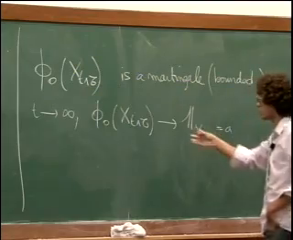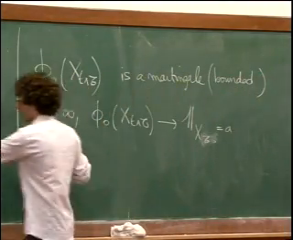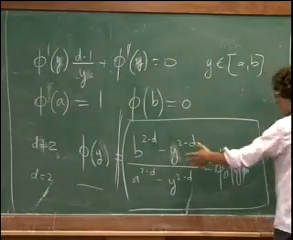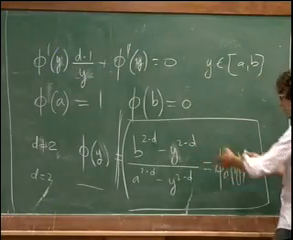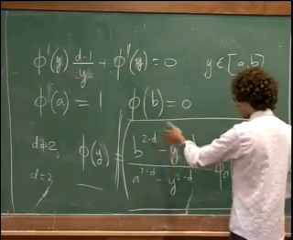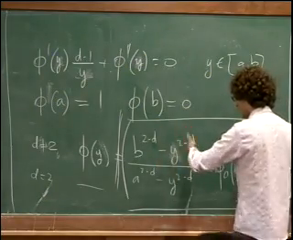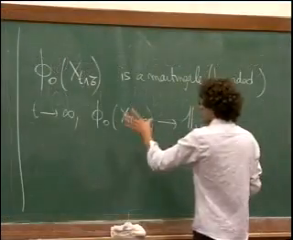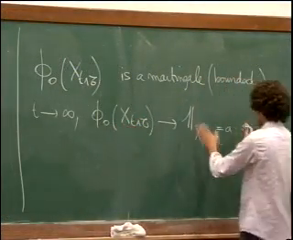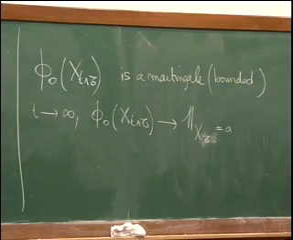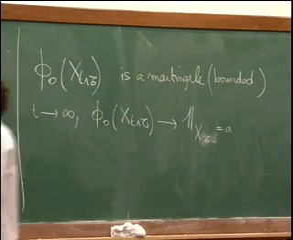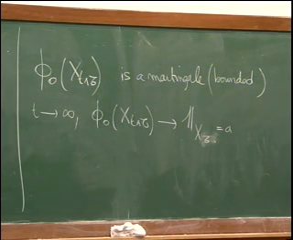I mean, when t goes to infinity, when I look at this applied to X_{t∧τ}, at some point I'm going to exit the domain. If I exit at a, I will exactly be equal to 1. If I exit at b, I will be exactly equal to 0. So basically, when t goes to infinity, this thing is equal to that. OK? So now what do I have? I have two martingales, phi of X_{t∧τ} and phi 0 of X_{t∧τ}, with the same limit at infinity.